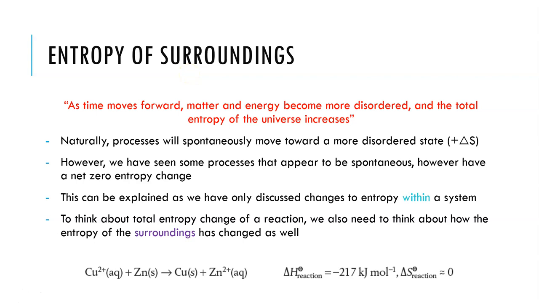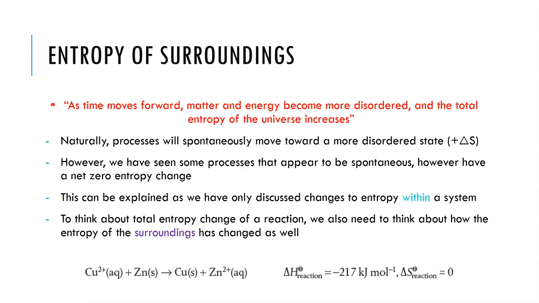So when we talk about entropy, we often talk about the entropy of the surroundings. And we've mentioned this quote before that says, as time moves forward, matter and energy become more disordered and the total entropy of the universe increases. Naturally, processes will spontaneously move towards a disordered state. They will have a positive entropy. We have seen some processes that appear to occur spontaneously, however, that have a net zero entropy change. This, however, can be explained when we discuss changes to entropy within a system versus the surroundings.